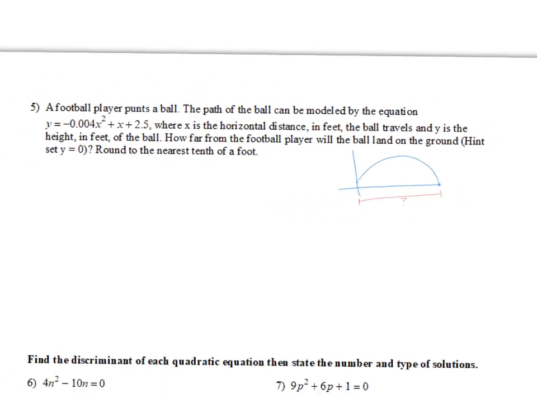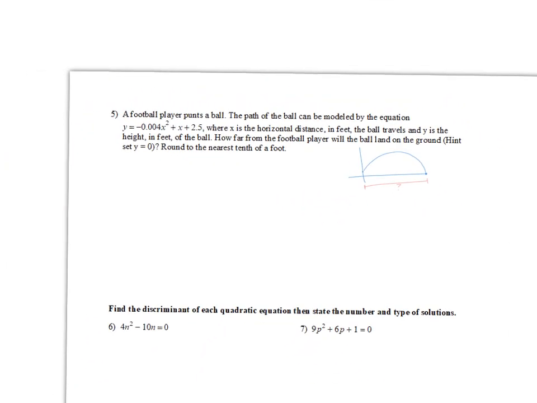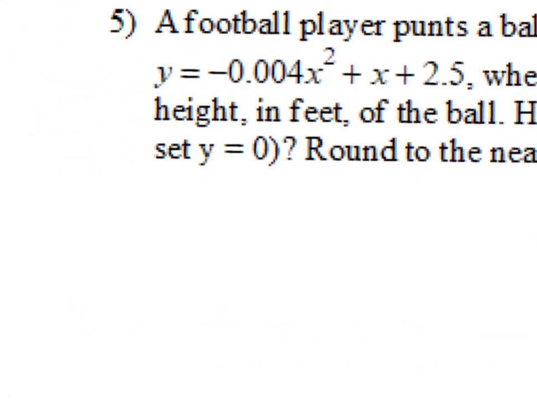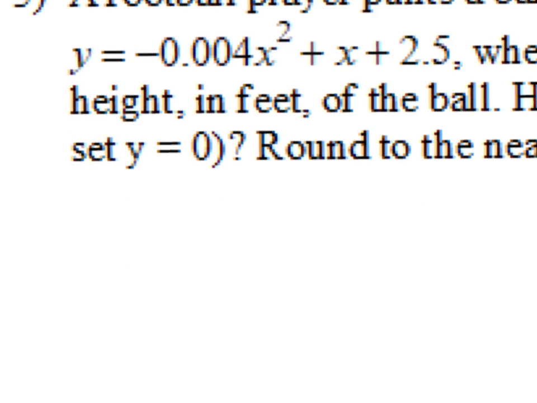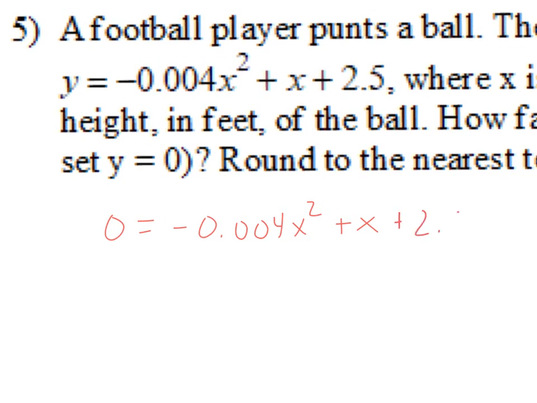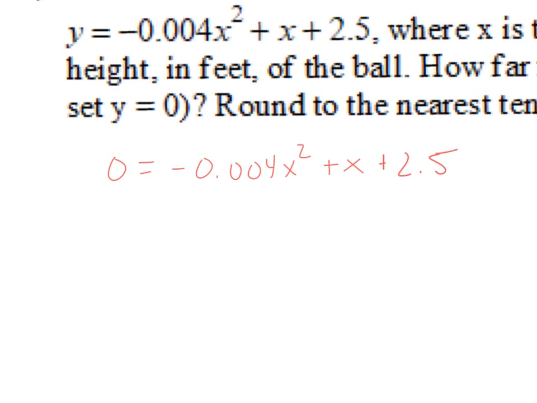All right. So it says, how far from the football player will the ball land on the ground? Hint, set y equal to 0, because again, it's hitting the ground, so ground is 0. Okay, so I'm going to go ahead and do that. Let's go ahead and put 0 in here for y. So 0 equals negative 0.004 x squared plus x plus 2.5. All right. So now I've got my A, my B value is going to be the 1 here in front. There's a 1, and this is my C value.